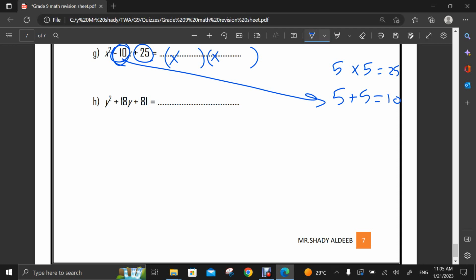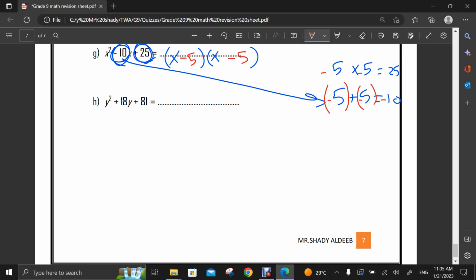So what you are going to do is, because this is positive 25, you can multiply positive times positive to give positive. And also, if you multiply negative and negative, it will give you positive. So it must be negative 5 times negative 5. Look, because negative 5 times negative 5 also equals positive 25. And when you add negative 5 with negative 5, the answer will be negative 10. So now we have here negative 5 and here negative 5. So take care of this, please.